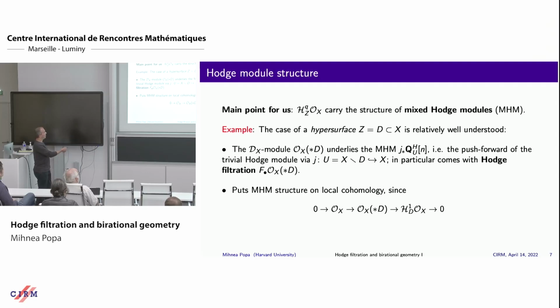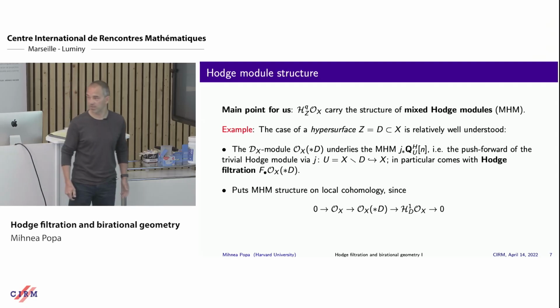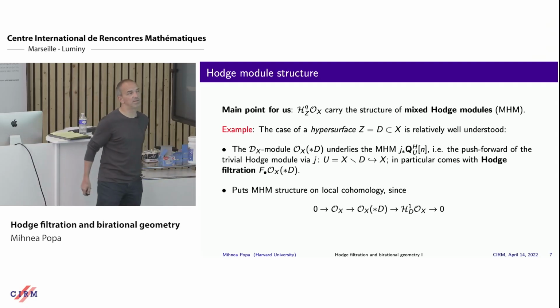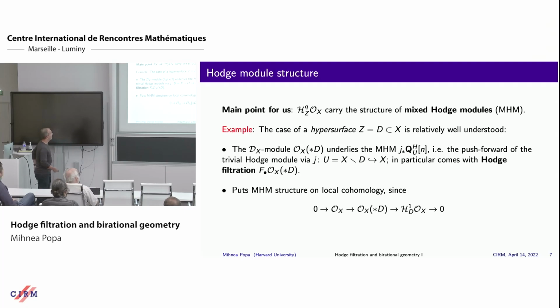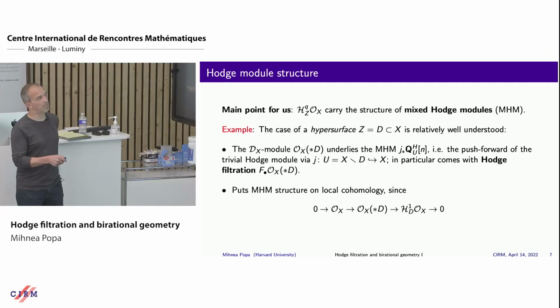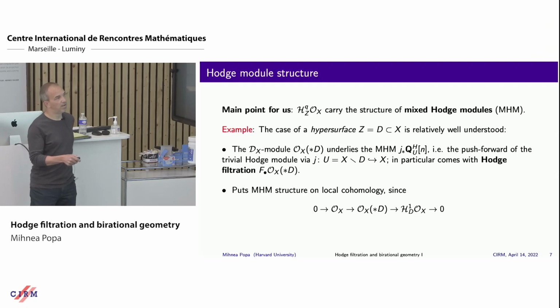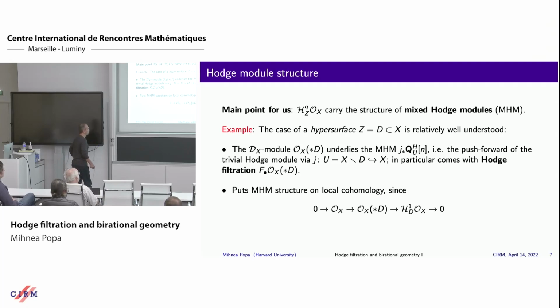So for instance, in this case of hypersurfaces, the localization along a function is just a push forward of the trivial Hodge module from the complement of the hypersurface. Okay, so it comes endowed with this canonical Hodge filtration that appears in the theory of mixed Hodge modules. And because we have this exact sequence that I told you about, where here you have the trivial Hodge module and here you have this new one, this also puts a mixed Hodge module structure on local cohomology. Okay, I promise that I will tell you a lot of features of this Hodge filtration in a moment.